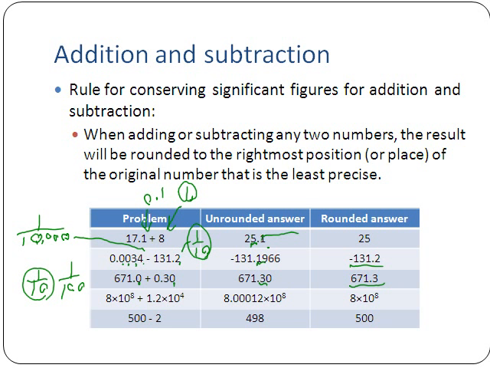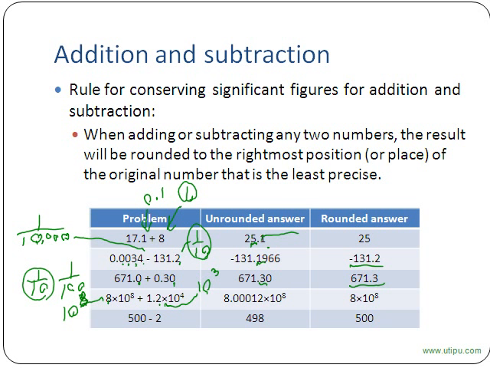Next one, 8 times 10 to the 8th plus 1.2 times 10 to the 4th. This one we have to look at a little differently because these are in scientific notation. The smallest place on the first one is where this 8 is, in the 10 to the 8th place, because the 8 is just left of the decimal and is multiplied by 10 to the 8th power. On the next one, the smallest place is the 1.2. Since the 1 in the 1.2 is the 10 to the 4th place, the 2 must be in the 10 to the 3rd place. You always take it down 1.